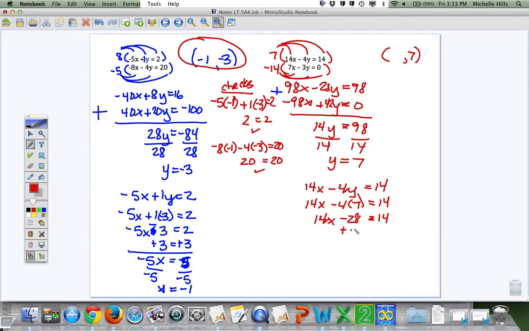So then I add 28 to both sides to eliminate this constant, and keep the balance of my equation, I get 14x equals 42. And my last step is going to be divide both sides by 14, and I get x equals 3. So the x is 3.